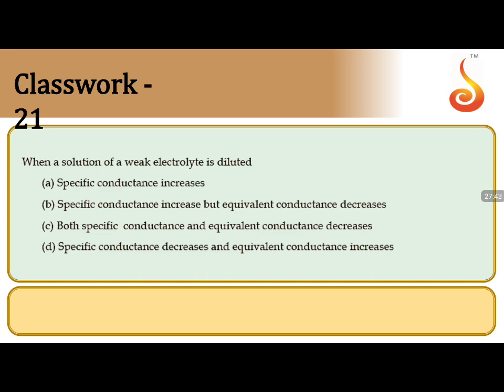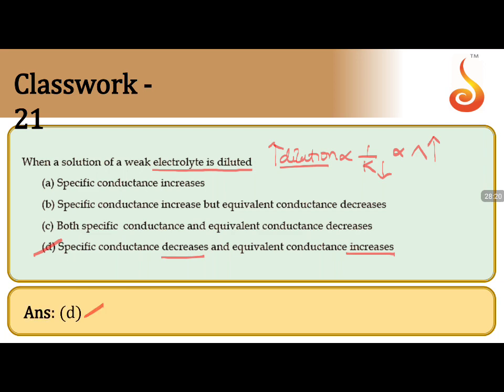Okay, now the next question, 21. When a solution of a weak electrolyte is diluted, so the effect of dilution is inversely proportional to K. If your dilution increases, the K value decreases, whether it is weak or strong, it does not matter. But it is directly proportional to lambda, so lambda increases. If we can remember this, we can answer the question. On dilution, specific conductance should decrease and equivalent conductance should increase. So the answer should be option D. Let us check. Yes, it is option D.